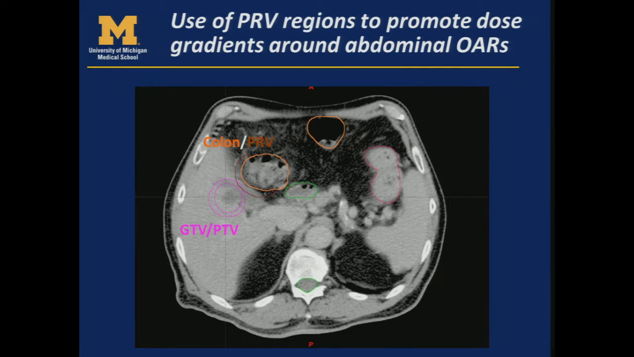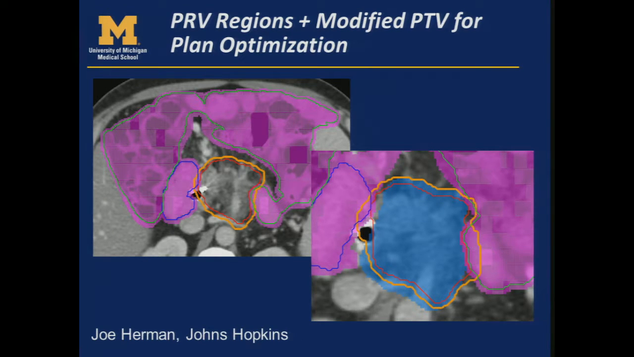One thing that we employ in our clinic are PRV regions to promote dose gradients around the abdominal OARs. So there's some uncertainty in where the colon or small bowel is going to fall from day to day. So you may want to employ a PRV, even an asymmetric PRV to use for treatment planning. And here's just an example of one for colon. And same thing with pancreas. So you may need to have a little bit of a margin around your bowel structures and abdominal OARs.